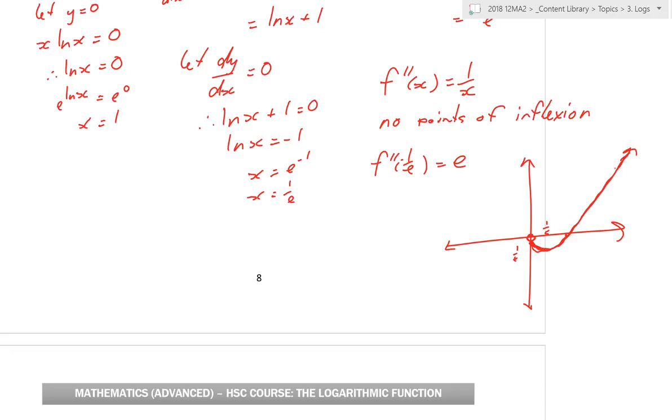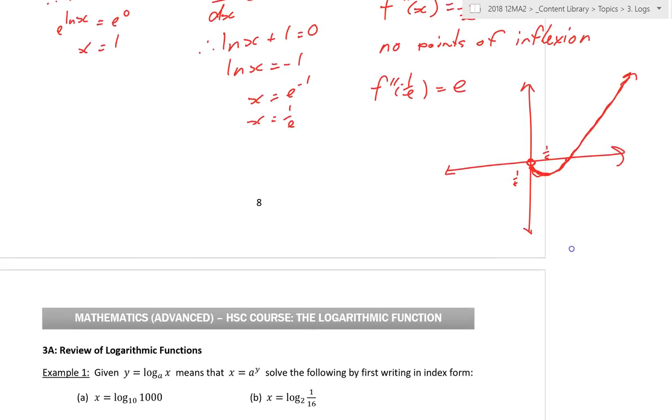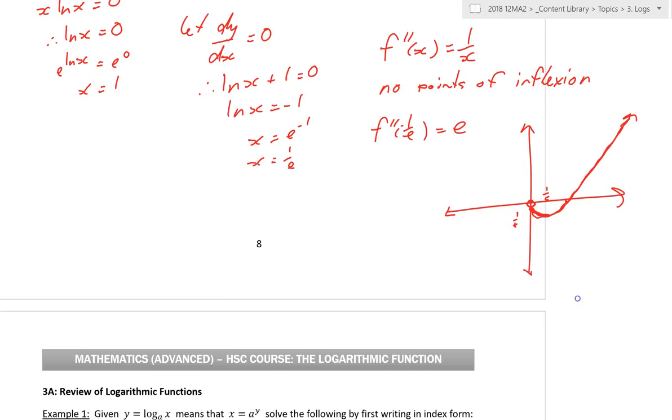Rightio. And that's my sketch. That's it. There's always a bit of work in those. What does it say? 3a, review of logarithmic functions. That's not what's going on.